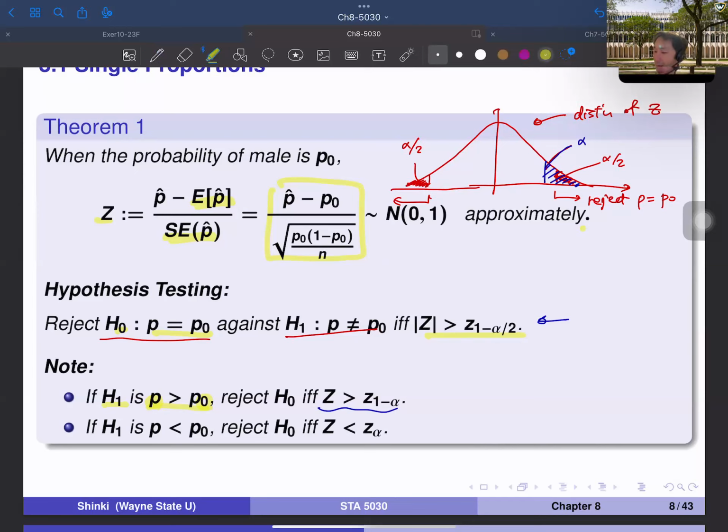And the other way around is also possible. If the alternative hypothesis is p is less than 0.5, we reject the null hypothesis if z is small enough, because small z indicates a small p.